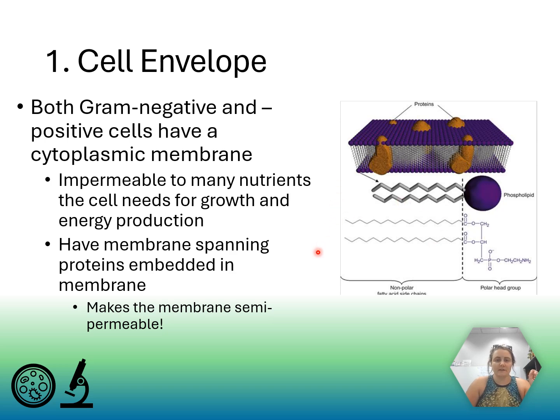They are impermeable to many nutrients the cell needs for growth and energy production, but they have these membrane-spanning proteins embedded in the membrane. So a membrane itself is made of a phospholipid. So it's called a phospholipid bilayer. You may have heard that before, where they have a hydrophilic head and a hydrophobic tail. So basically what will happen is all of those heads will face outwards in the cell, and all of those tails will face inwards.